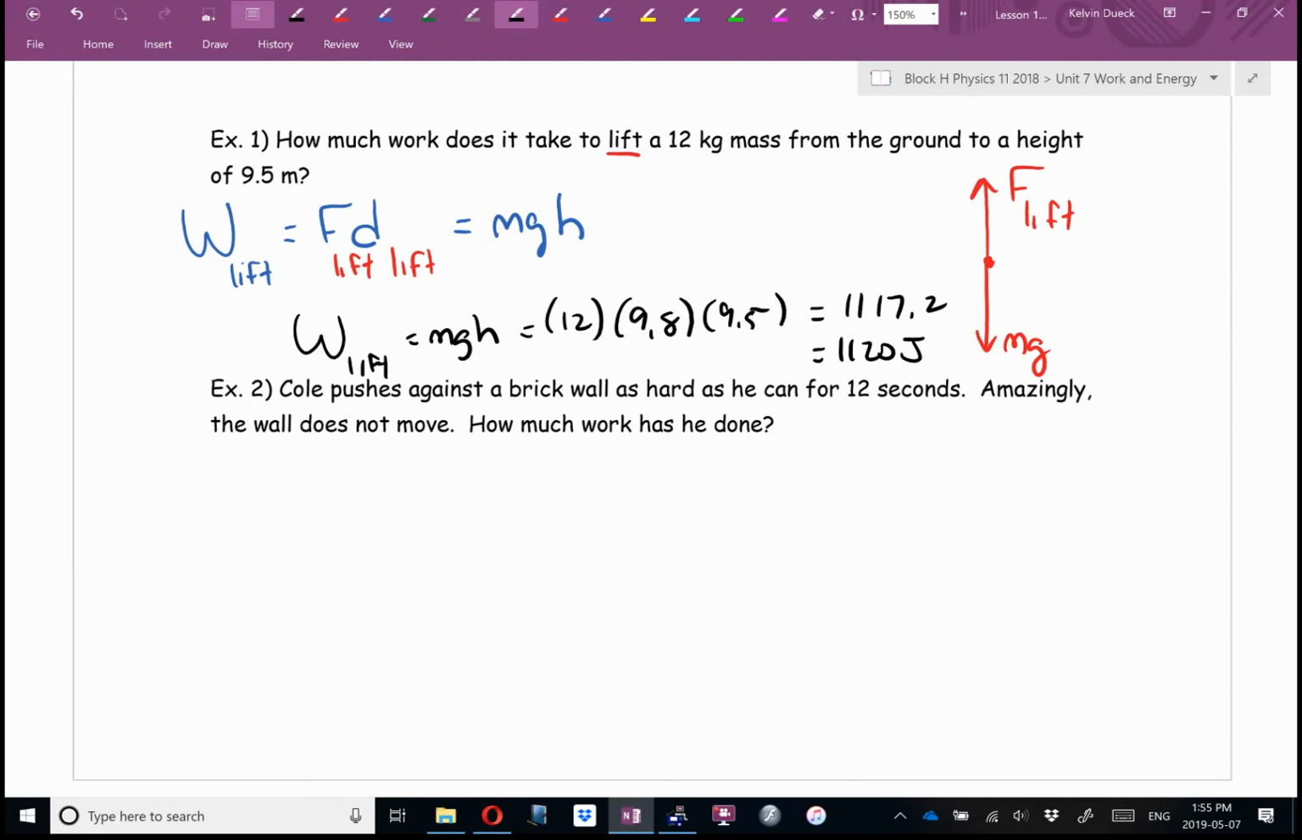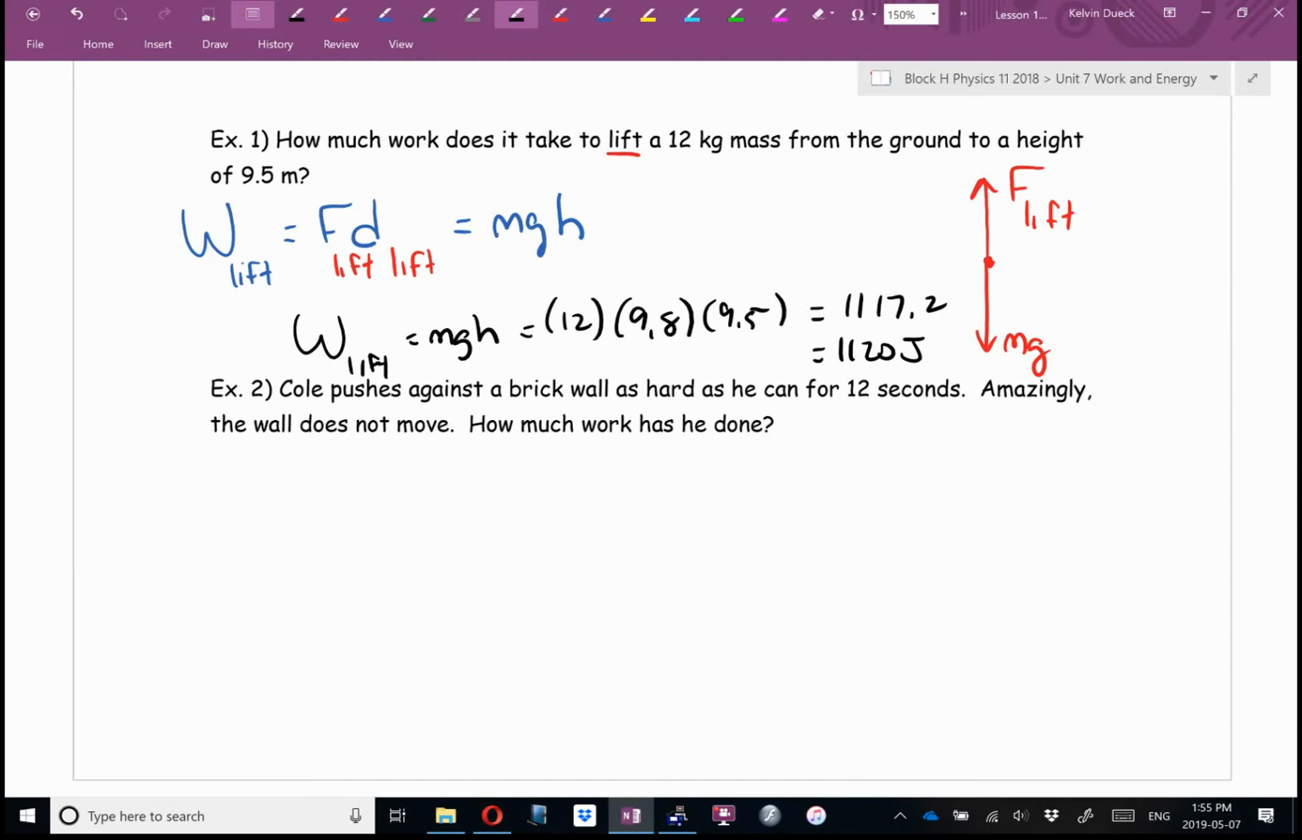Amazingly, the wall does not move. Now, if I made Kyle do that for an hour, would he get tired? Yeah. Is he doing work? Why is he doing no work in the physics sense? How do we define work? Work is what times what? Is he applying a force?